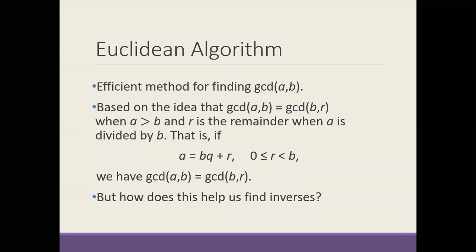But the question remains, how is this going to help us find inverses? And we'll see why that happens to be the case. Remember, I said earlier that finding inverses is pretty important. Multiplicative inverses modulo something. How is this Euclidean algorithm going to help us to that end? Well, we're going to see that pretty soon.